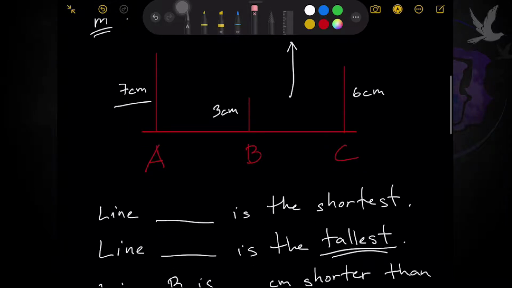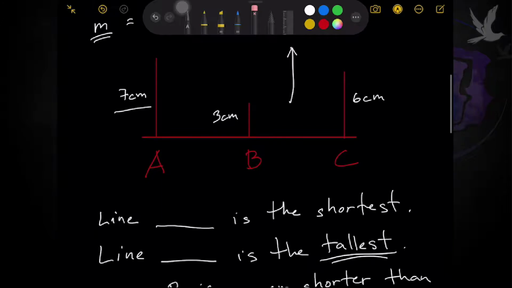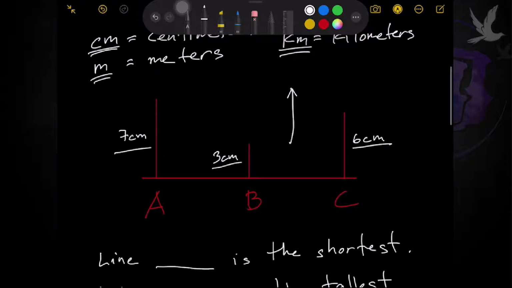Going back to the graph, we can see that line A measures 7 centimeters. Line B measures 3 centimeters. And line C measures 6 centimeters. If you have a ruler at home, you can actually ask your parents, your guardians, to ask for a ruler and look at the side where it says centimeters or cm. That is an example of how long 1 centimeter is. Okay?